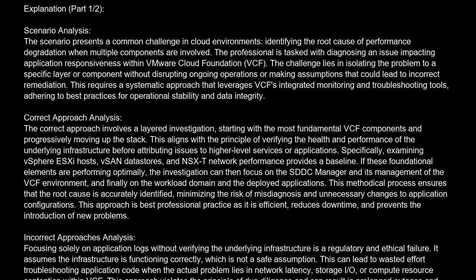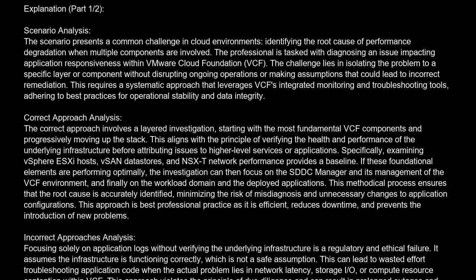the affected workload domain. Explanation. Scenario analysis. The scenario presents a common challenge in cloud environments, identifying the root cause of performance degradation when multiple components are involved. The professional is tasked with diagnosing an issue impacting application responsiveness within VMware Cloud Foundation, VCF. The challenge lies in isolating the problem to a specific layer or component without disrupting ongoing operations or making assumptions that could lead to incorrect remediation.